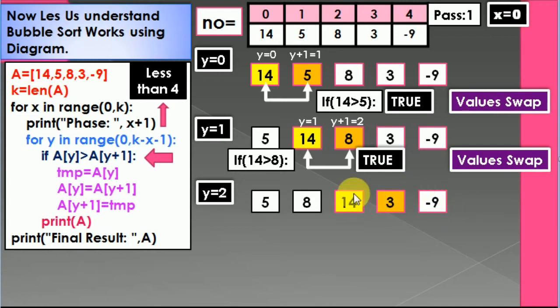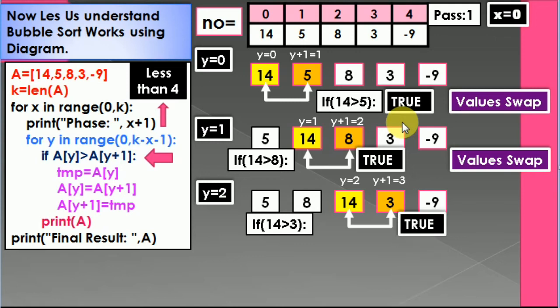Now where is y sitting? 0, 1, 2 here. If this is 2, then y plus 1 is this one. What is the value? That is 3. Now again 14 is greater than 3. Again it says yes, it is true.